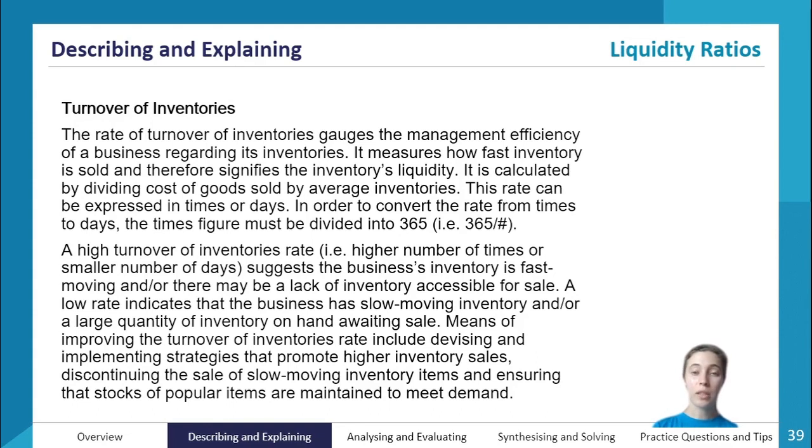So there's a few ways that you can improve this. So you want to promote some higher inventory sales. You want to potentially discount the sale of those slow-moving inventory items so you can get them out of stock. Make sure that you don't buy them in future if they aren't going to sell quickly enough. And you also want to maintain the stock of those popular items so you can meet the demand that's there for that.